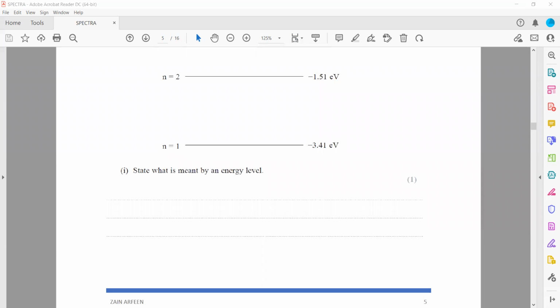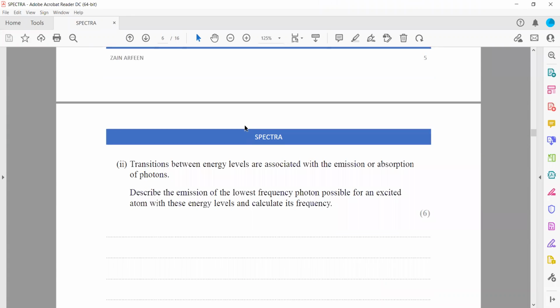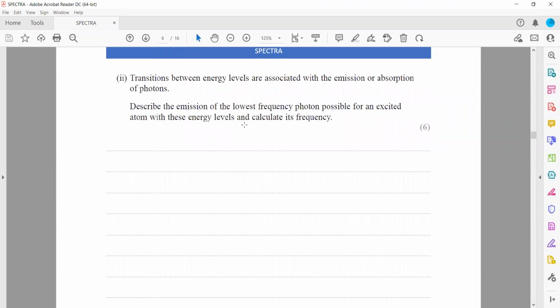So how we define energy level: allowed or possible or discrete levels, or region where electrons have a discrete energy, we call that energy level. Or you can also say allowed energy of an electron in an atom, or a discrete or specific amount of energy for an electron in an atom, we also call that energy level. I already typed that definition, that's why I'm not typing it again.